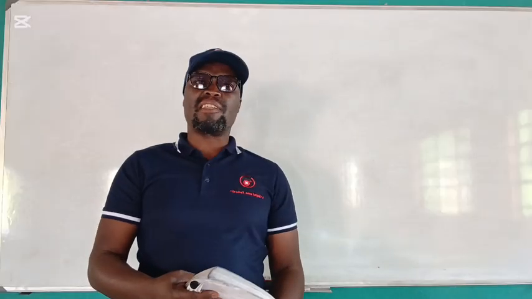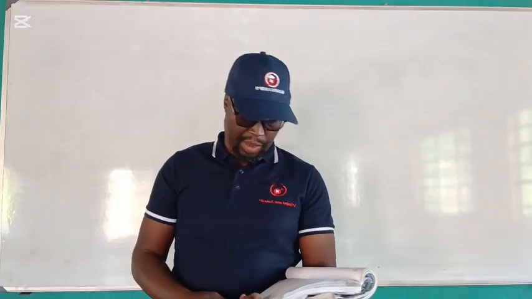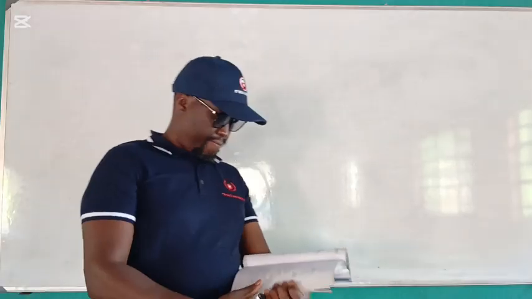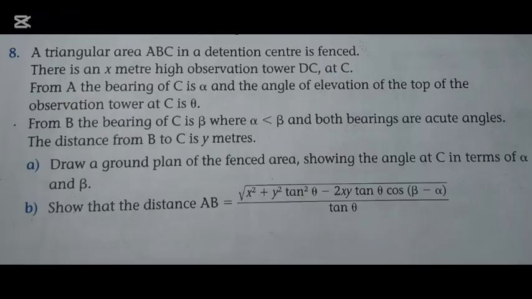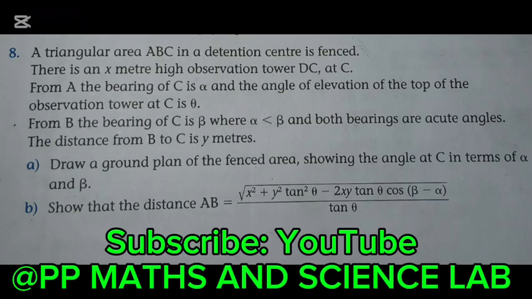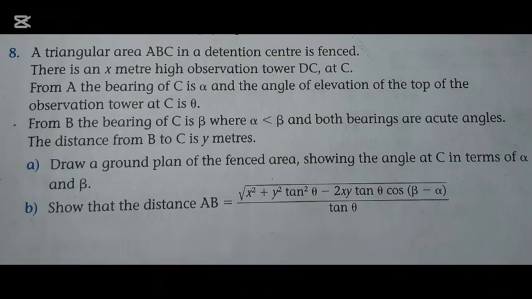Let us look at distances and heights in three dimensions. We're given this problem wherein it is said that a triangular area ABC in a detention center is fenced. There is an X meter high observation tower DC at C. From A, the bearing of C is alpha and the angle of elevation of the top of the observation tower at C is theta. From B, the bearing of C is beta, where alpha is less than beta, and both bearings are acute angles. The distance from B to C is y meters.